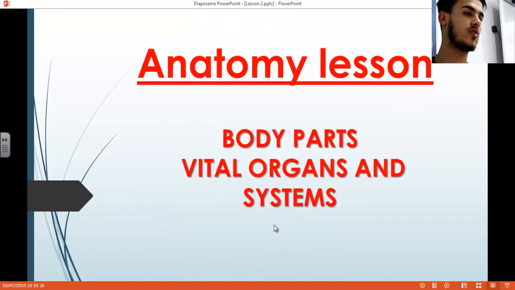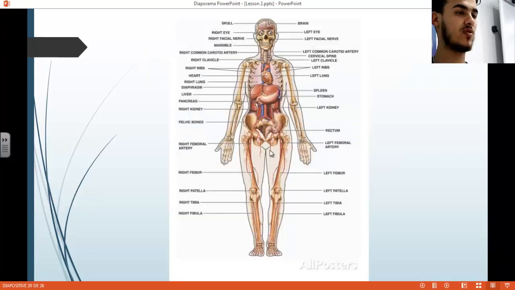So, our course today will be an anatomy lesson, on body parts, vital organs and systems. And as you know, our body and our organs are very complicated in shape. And to know them in more detail, we have to see their construction. So, here is a photo, an image that shows us the construction of our body.